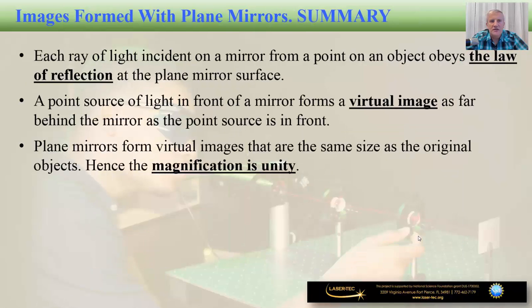So to summarize the image forming in plane mirrors, we can conclude that each ray of light that's incident on a planar mirror from a point of an object obeys the law of reflection. A point source of light in front of a mirror forms a virtual image because it is behind the mirror. And finally, plane mirrors form virtual images that are of the same size as the original. In other words, the magnification is unity.